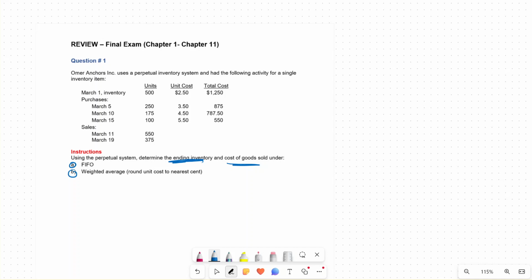When it's a perpetual system, you have to keep track of the date. Date is important. So we're going to do the first one, which is first in, first out. March 1st is my beginning inventory. My beginning inventory is 500 units at $2.50. The cost of these units was $1,250.